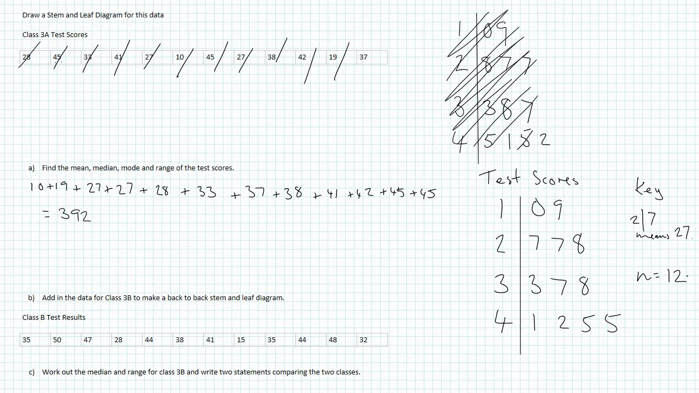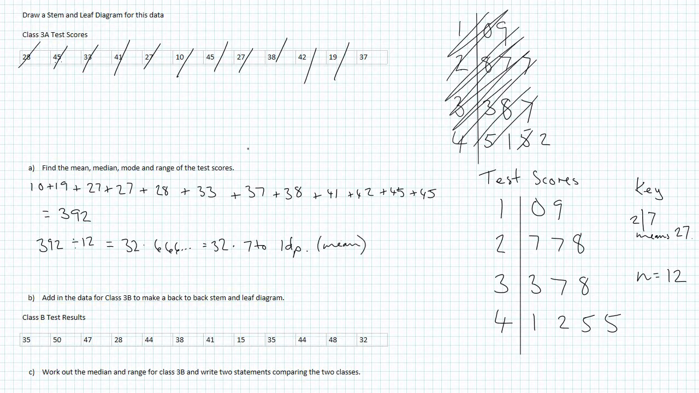Okay, and it tells you how many to divide by. It tells you to divide by 12. Okay, and then 392 divided by 12, let me tell you, that's 32.666. You would use a calculator for that. 32.7 to 1 decimal place. Okay, that's the mean.